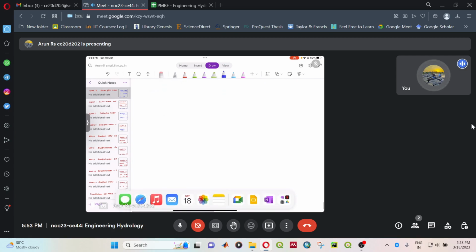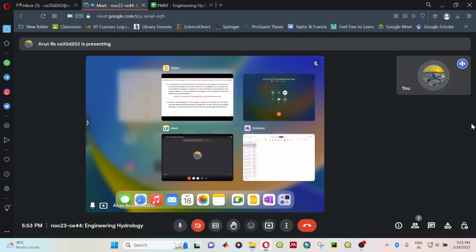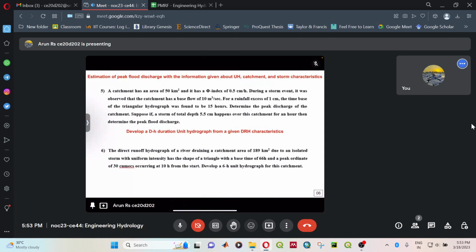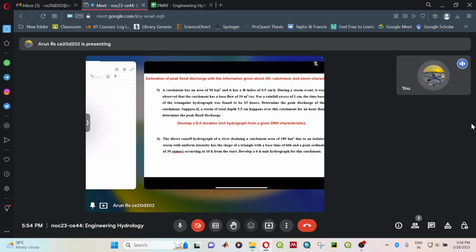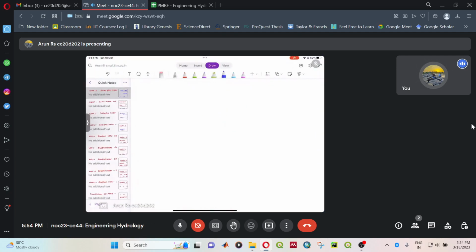So now let us move on to the last question for the day. The direct runoff hydrograph for a river draining a catchment area of 189 kilometers square, due to an isolated storm with a uniform intensity, has the shape of a triangle with a base time of 66 hours and a peak ordinate of 32 minutes, occurring at 10 hours from the start of the DRH. Now we need to develop a 6-hour unit hydrograph for this particular catchment.